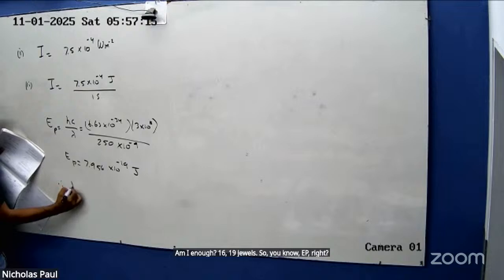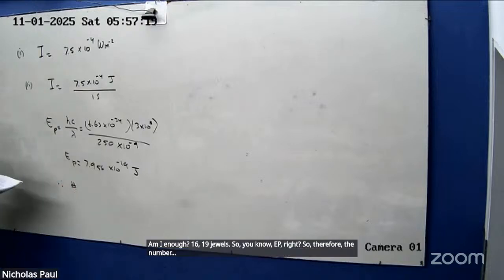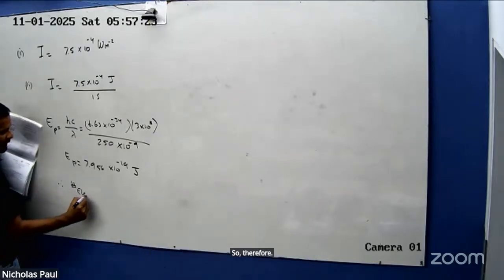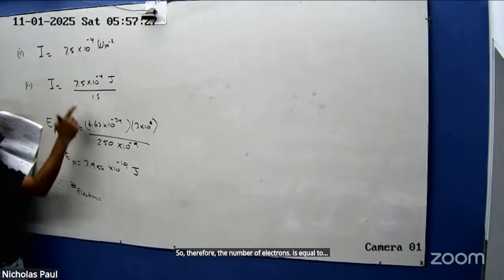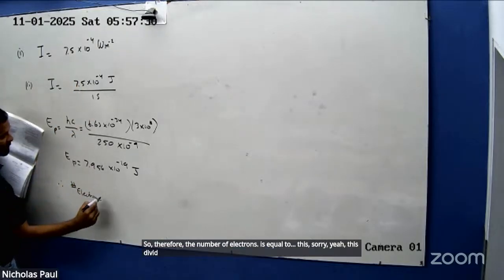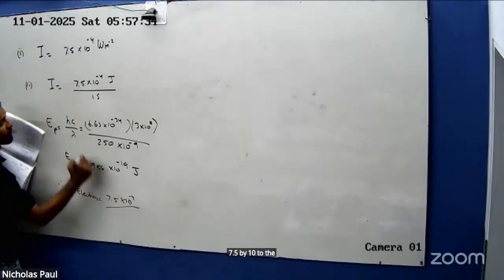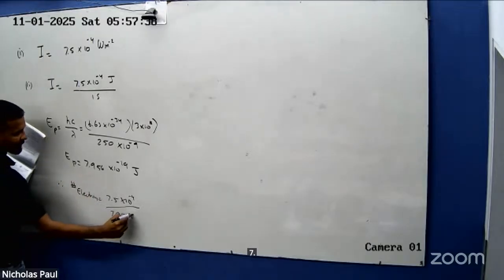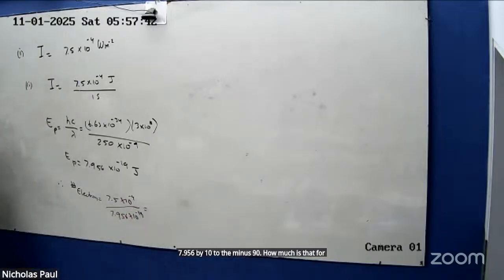So therefore the number of electrons is equal to this divided by this. 7.5 by 10 to the minus 4 over this, 7.956 by 10 to the minus 19. How much is that? How much is that?